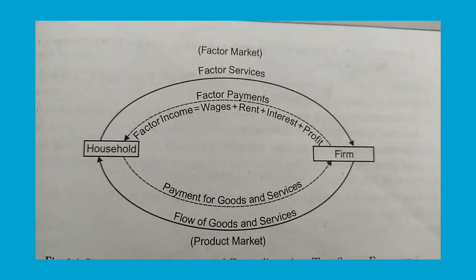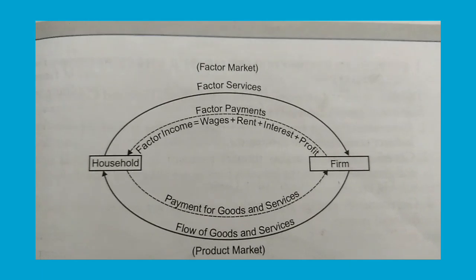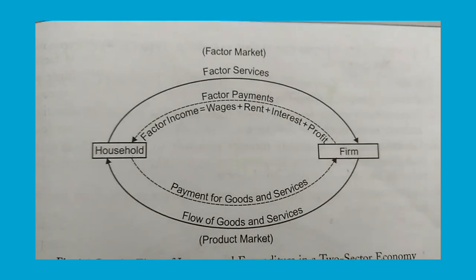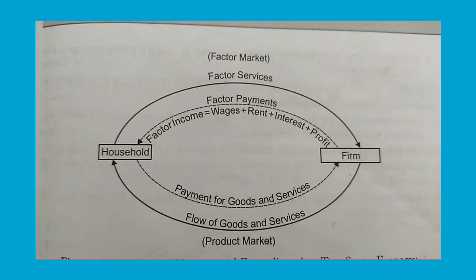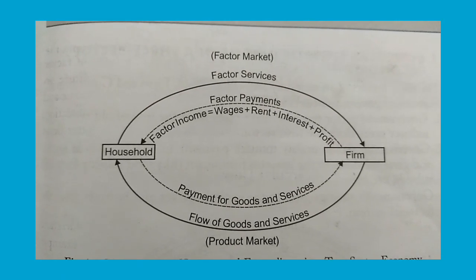Let's see this with the help of a diagram. This diagram shows the circular flow in a two-sector economy. The upper half shows the factor market and the lower half the commodity or product market.